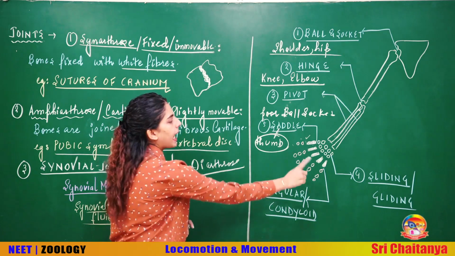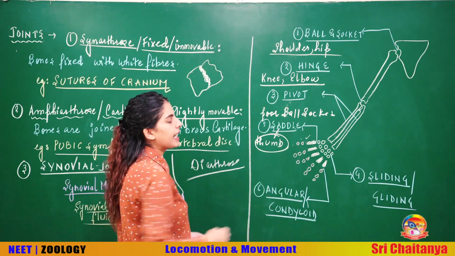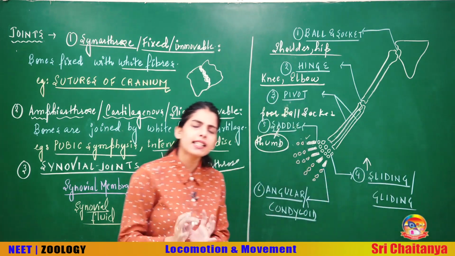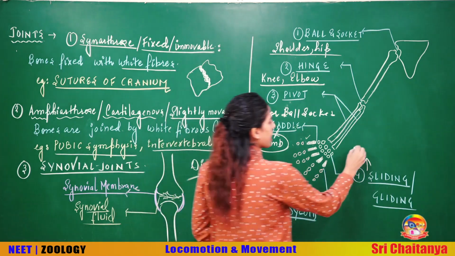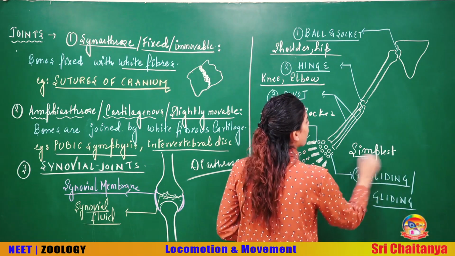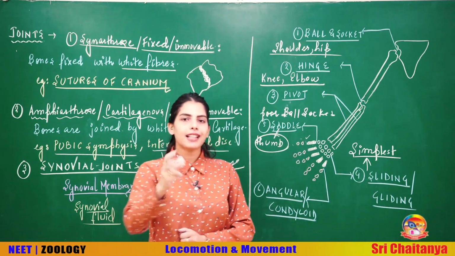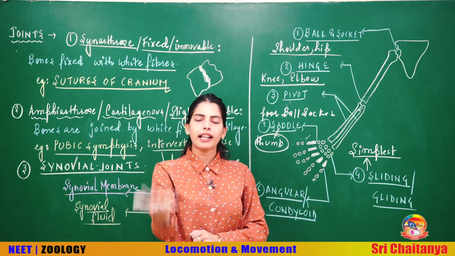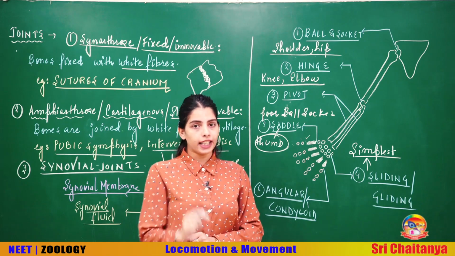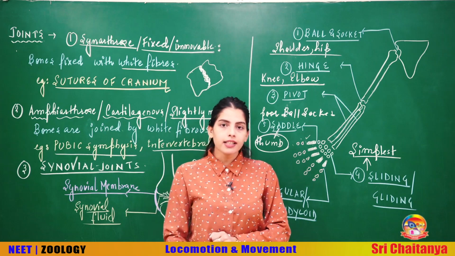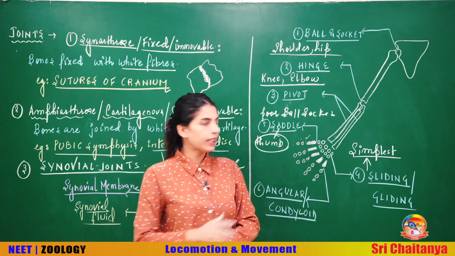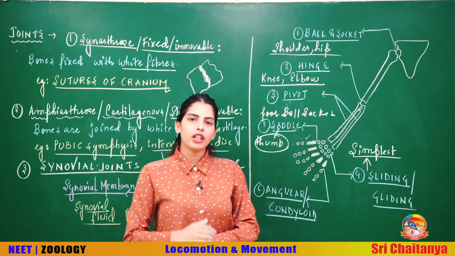Talking about the sliding and gliding joint, that is the simplest type of synovial joint. This is the simplest type of synovial joint, and only sliding movement is taking place. When we move our hand, the kind of movement you see between the carpals is a sliding joint, or between the tarsals you see slight movement, that is a sliding or gliding joint. Okay, that's the simplest type of synovial joint.